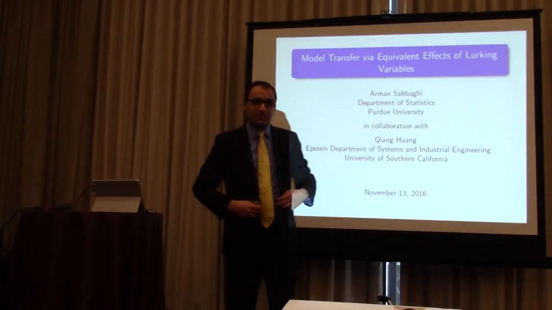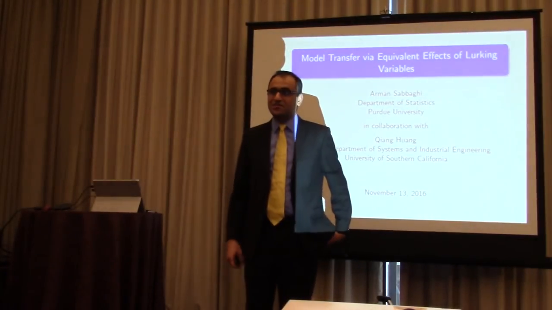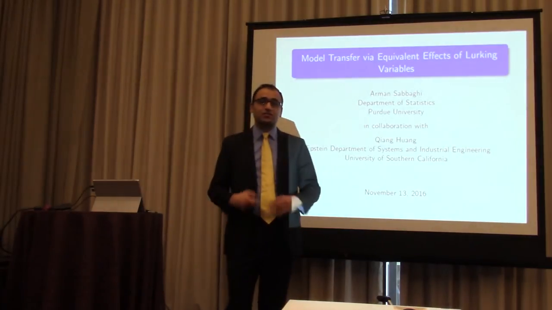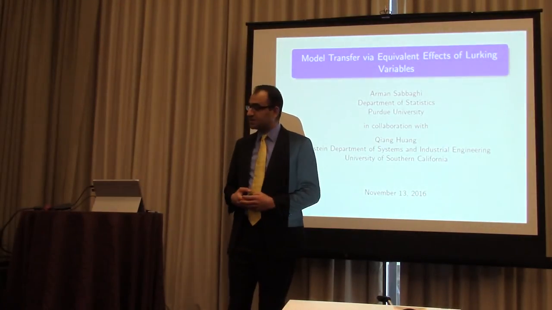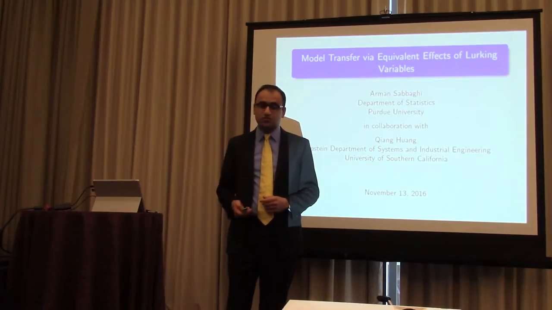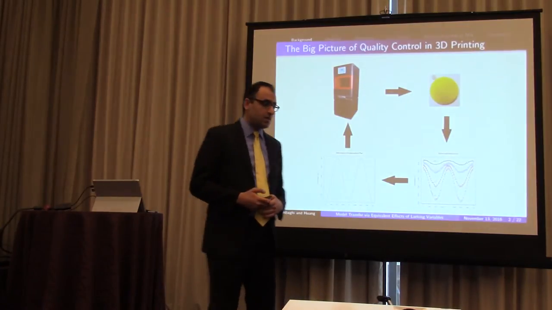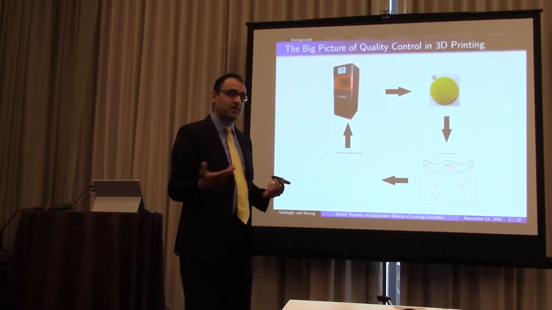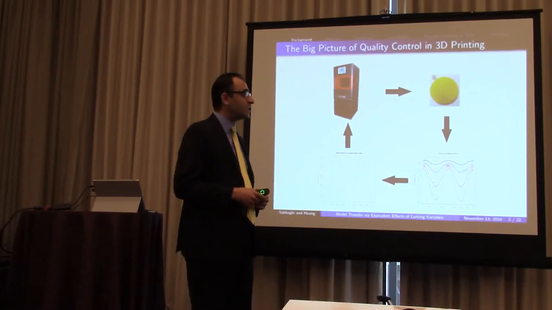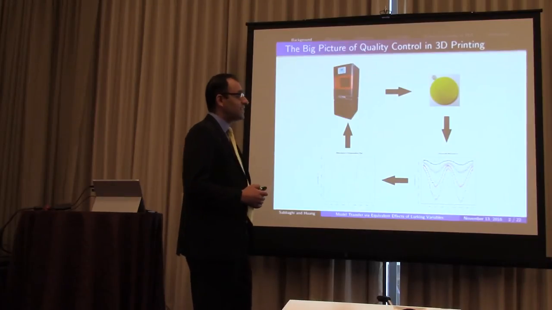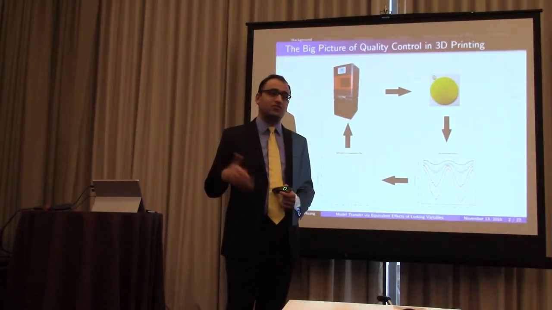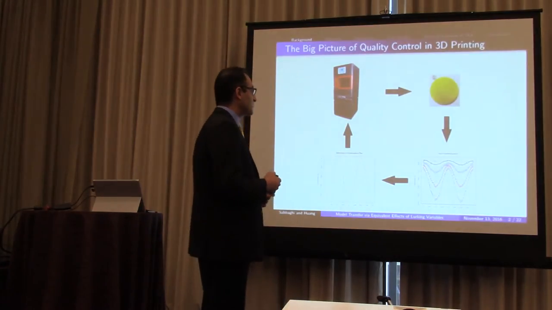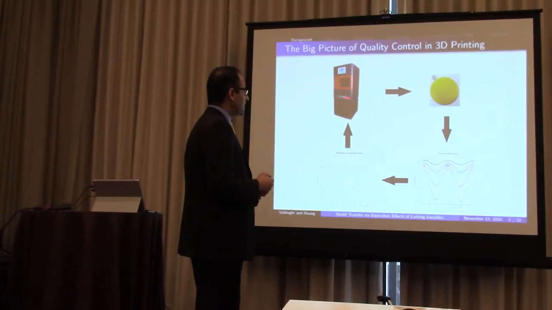So thank you for that introduction, and thank you all for attending this morning's very early session. I'll be talking today about model transfer via equivalent effects of lurking variables, and I'd like to begin by discussing the problem that motivated this research, which is quality control in 3D printing. As we may all be aware, 3D printing is a disruptive technology that can have a great impact in manufacturing. It has a lot of potential advantages, but one disadvantage is the inevitable shape deformation introduced into manufactured products. This is something we've encountered in our specific stereolithography process.